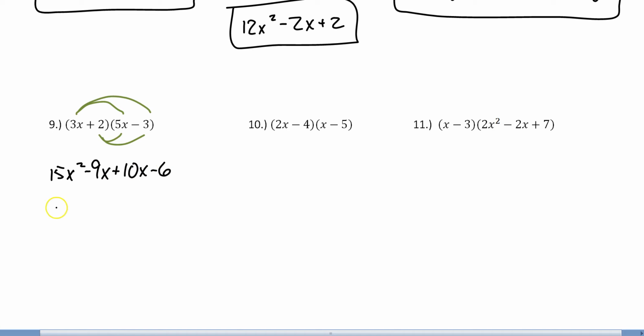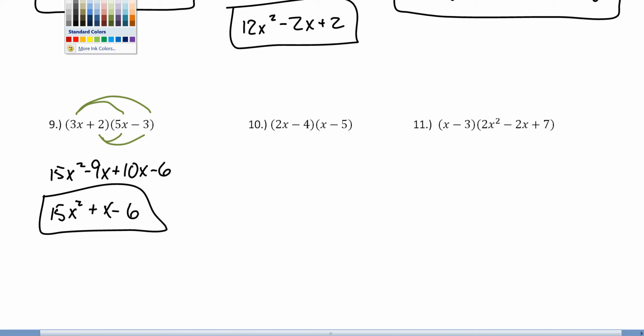And now I just combine like terms. That's a 15x squared plus x minus 6. Okay. Next one, same kind of thing. I'm going to use my distributive property or FOIL. And so I distribute the 2x, then I'm going to distribute that as a negative 4. And again, be careful with the signs as you do that distributing.